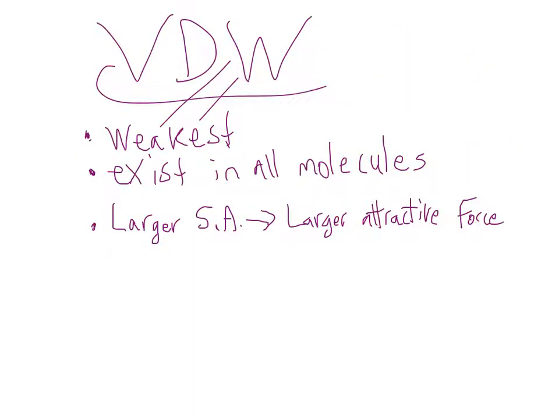The first of the three intermolecular forces is named after the Dutch scientist Johannes Diederik van der Waals. Van der Waals forces are the weakest of the three forces. They exist in all molecules. The strength of the van der Waals depends on the size of the molecule, so a larger surface area means a larger attraction force.